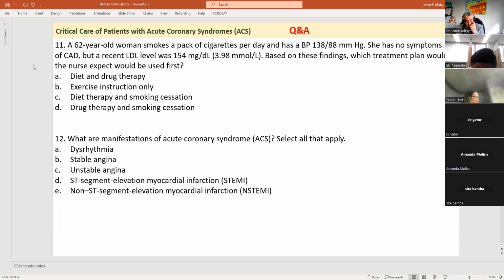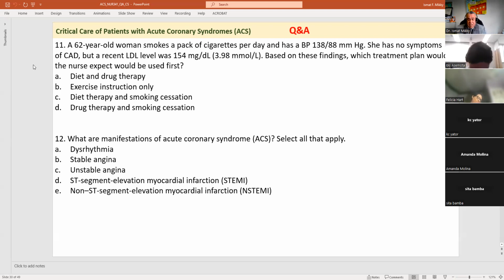Right. Diet therapy and smoking cessation are indicated for this patient without coronary artery disease who has pre-hypertension. According to the numbers, the blood pressure, systolic and diastolic, we can tell that this is pre-hypertension, and the LDL is equal to or higher than 130.